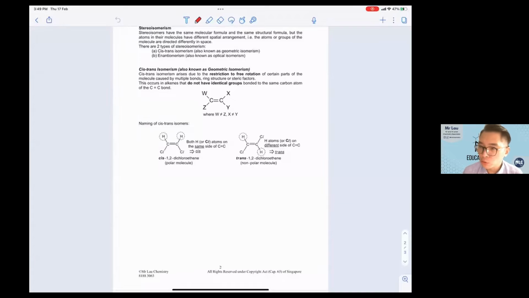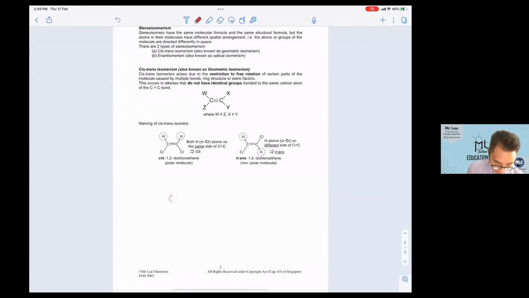Okay, today I'll be showing you how to draw cis trans isomers as well as enantiomers. Now, what are cis trans isomers? They can be drawn whenever, as long as you do not have the same groups on the same side of the carbon. So for example, if W and Z is not the same, or if X and Y is not the same, there will be cis trans isomers.